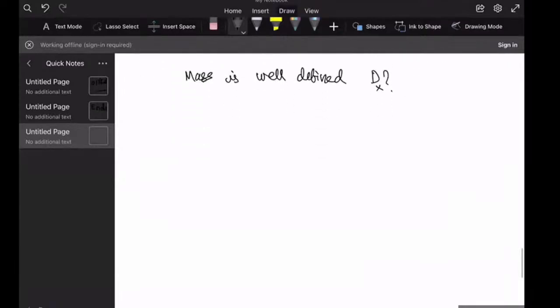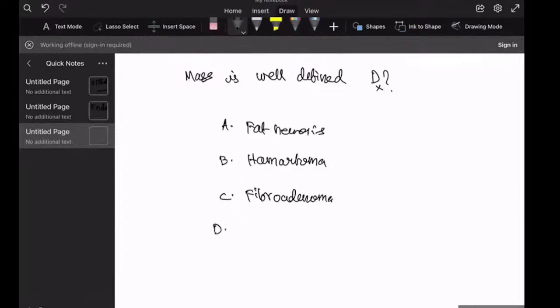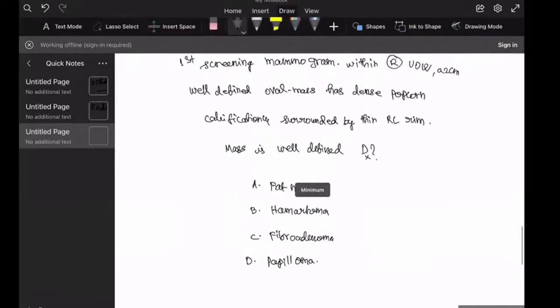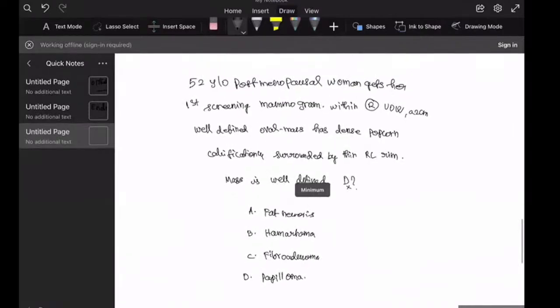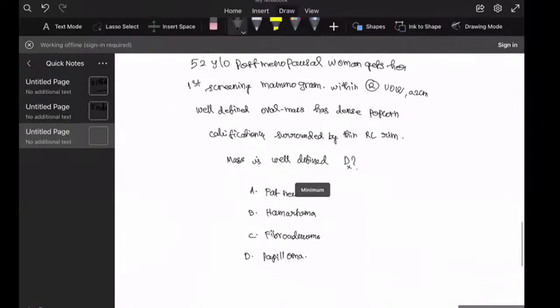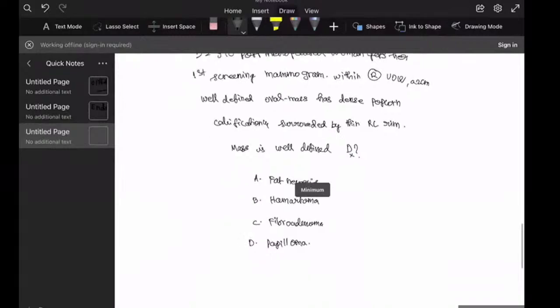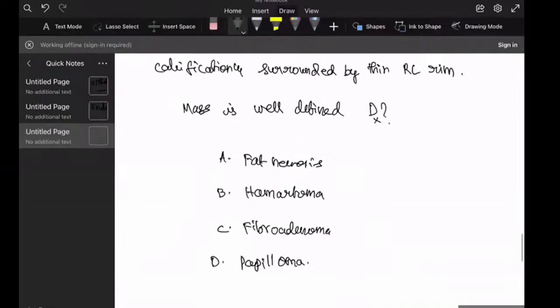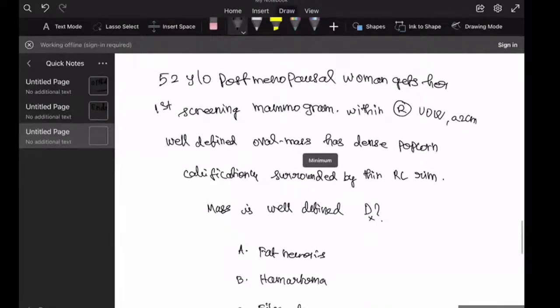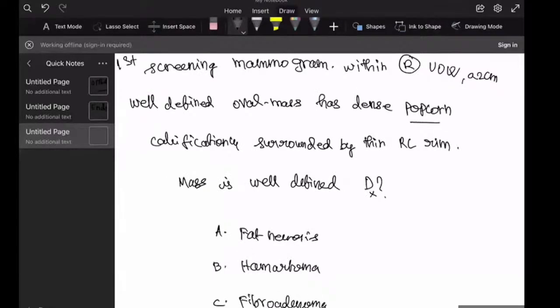Diagnosis options: fat necrosis, hamartoma, fibroadenoma, papilloma. Fibroadenoma. Very good. Fibroadenoma. A 52-year-old postmenopausal woman gets her first screening mammogram with a 2 centimeter well defined oval mass, dense popcorn calcification, surrounded by a thin radiolucent rim. The answer is fibroadenoma. It is not malignant.